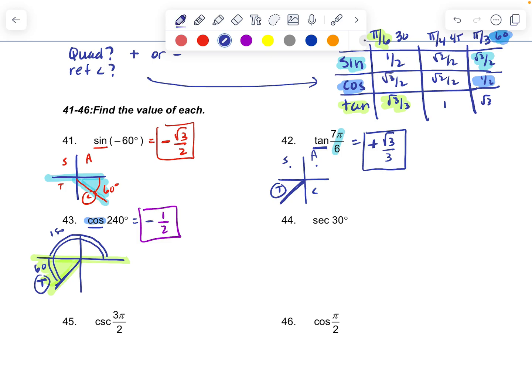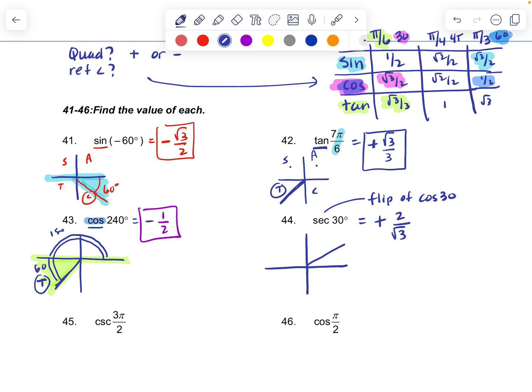All right, secant of 30 degrees. Well, 30 degrees, that's a really nice one. It's just right here in quadrant 1. We know everything is positive in quadrant 1, so this answer is definitely positive. But secant is not on my little chart, but I do know that secant is the flip of the cosine of 30 degrees. So find the cosine of 30 and just flip the fraction. Here's cosine, here's 30 degrees. The cosine of 30 is radical 3 over 2. If I flip that, I'm going to get 2 over radical 3.